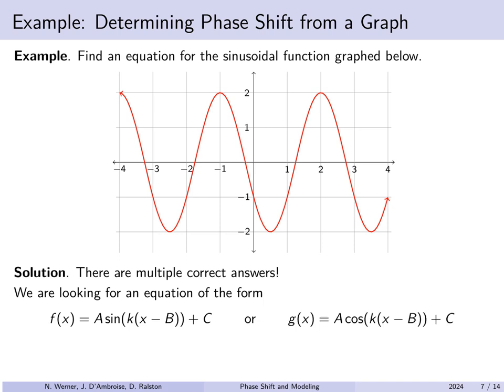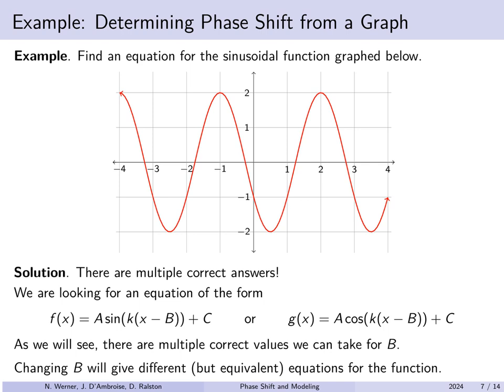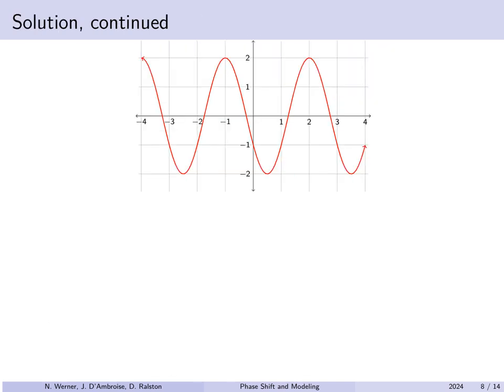in there. We're generally going to prefer this form where the phase shift is easier to read out rather than distributing out that k. So there's going to be multiple correct values we can take for b. Changing the phase shift will give different equations but the same function overall. So let's go ahead and work this out.